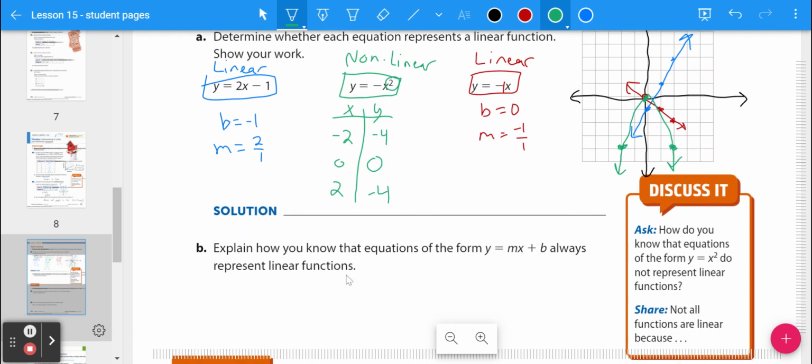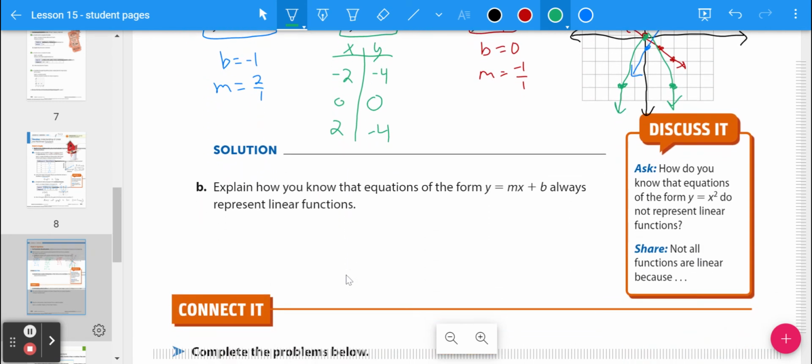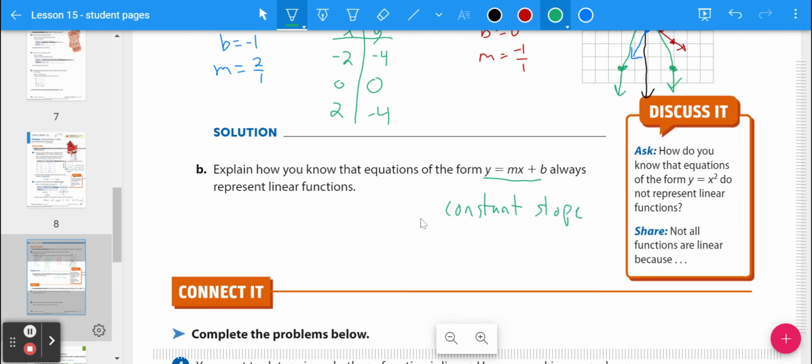All right. B says, explain how you know that the equations of the form y equals mx plus b always represent a linear function. Well, we've learned that it's got a constant rate of change or slope. Constant slope. Never wavers. It's always going up or down by the same amount.